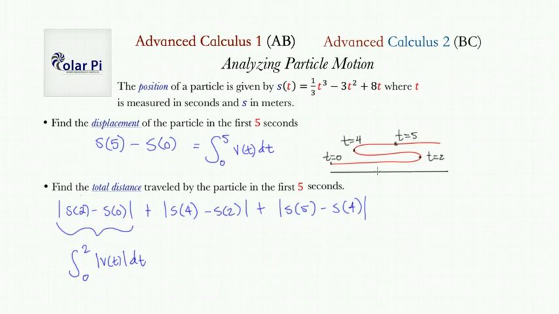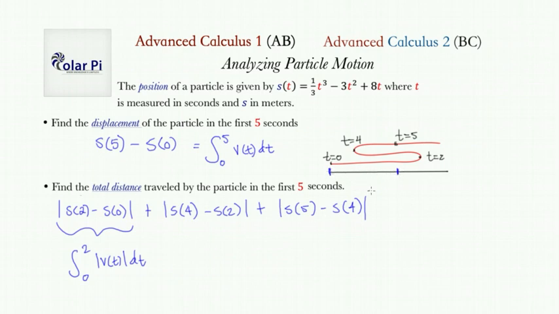Now, when you're doing displacement, all we care about is where was the particle at the start, which is right here, and then where did it end up at time t equals 5, which is right here. So for displacement, all we want to know is where was it at the start and where did it end up, and so we measure just this distance.